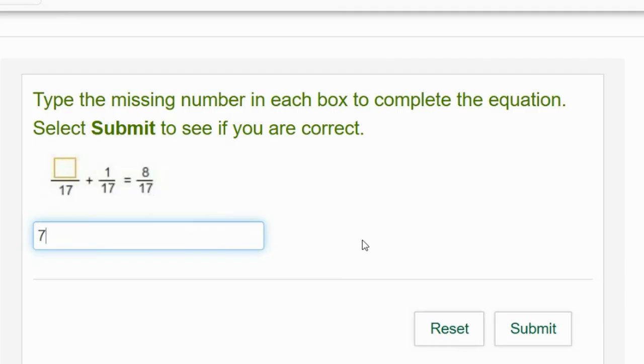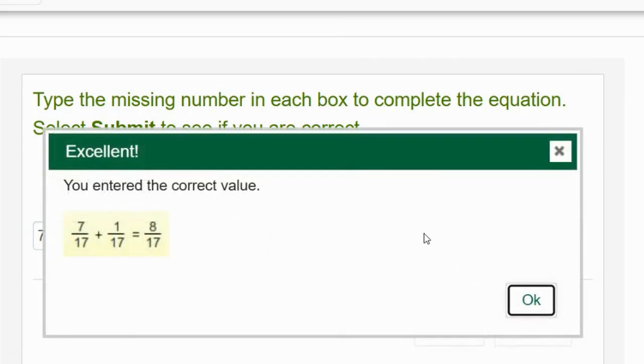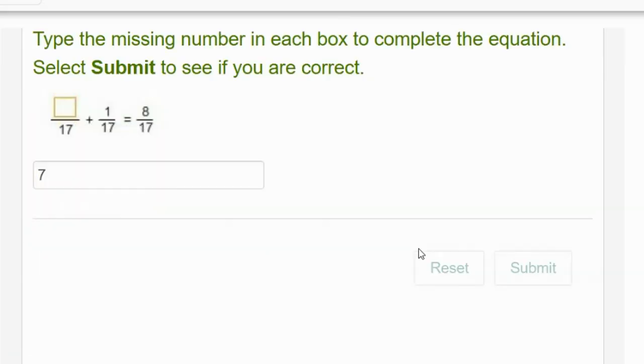Oh, this is great, Mr. Brock. Can this be how the test is? Just 7 plus 1 equals 8? Well, the concept's the same, even if the equations get a little bit trickier.